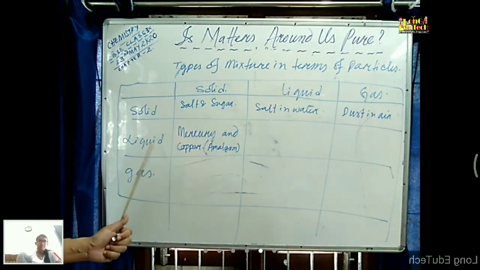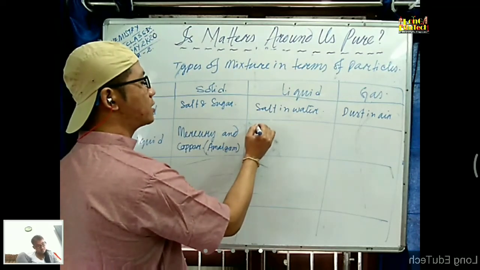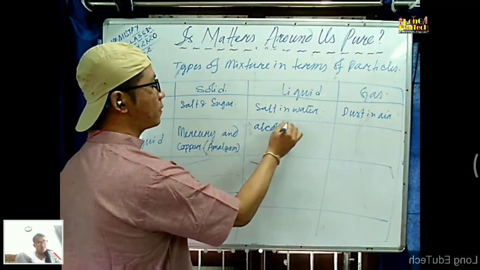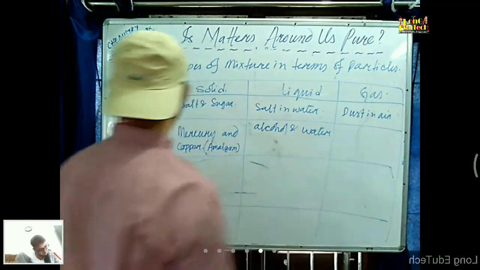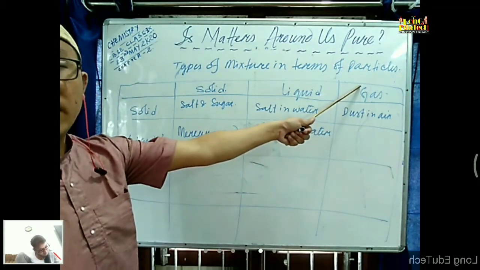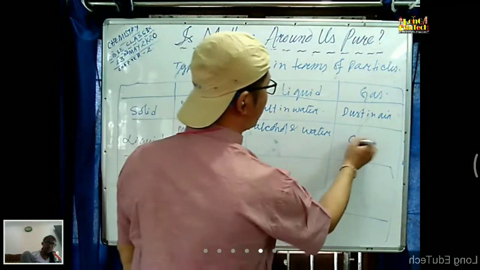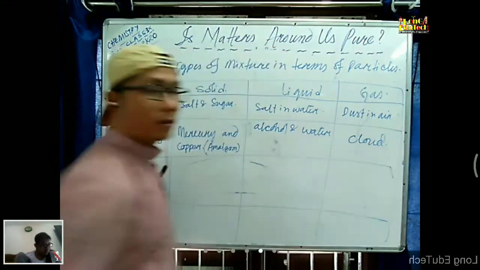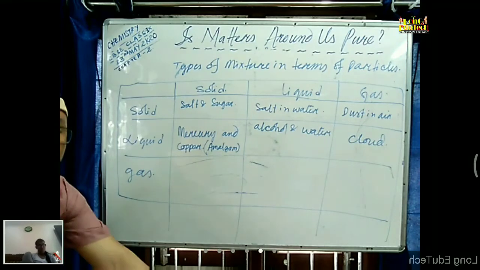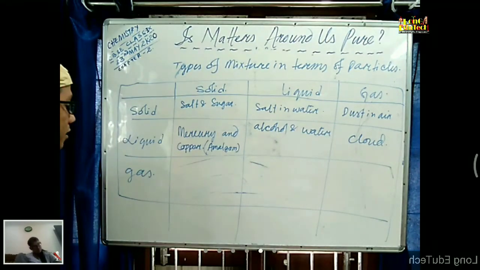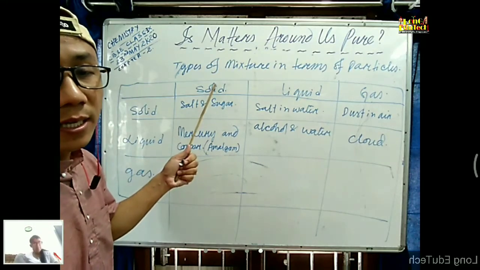And next is the liquid. What will liquid be? There is alcohol and water, simple only. And a liquid gas: liquid in gas, that is a cloud and all you can say. Cloud. And gas solid: gas can be contained in the solid and all. So what can you write?